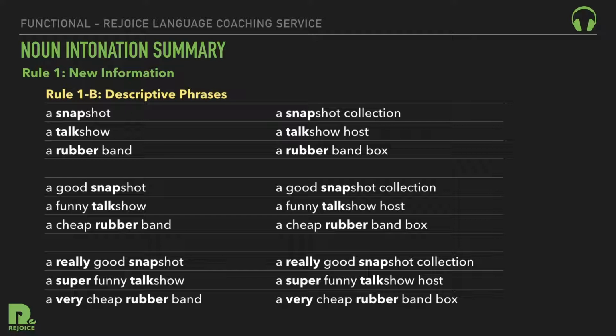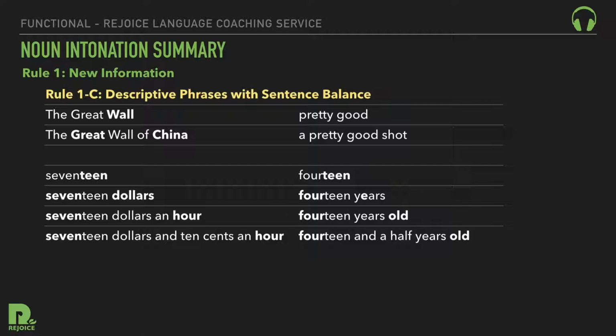Rule C, descriptive phrases with sentence balance. The Great Wall of China. 17, $17, $17 an hour, $17.10 an hour. Pretty good, a pretty good shot. 14, 14 years. 14 years old, 14 and a half years old.